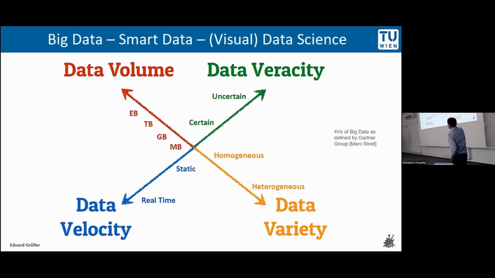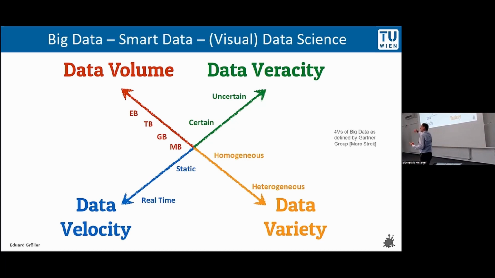Data veracity: how certain is the data, how uncertain. In the past, this was a little bit simpler. If you had a lab experiment, all the conditions were fixed, you could control them, and you knew the accuracy, for example. Nowadays, you have so many different data sources that are in databases. You don't really know who took them, what's the accuracy, how can you trust this data. So data veracity is a big challenge.